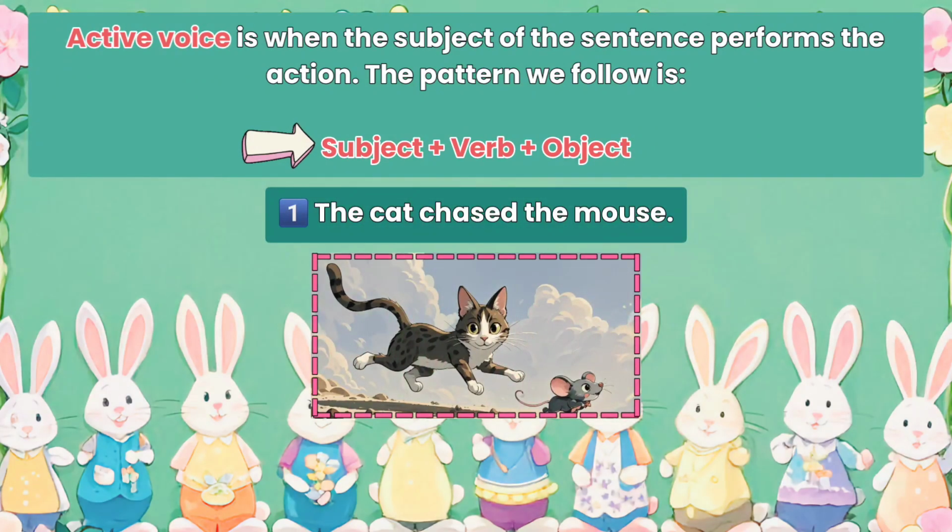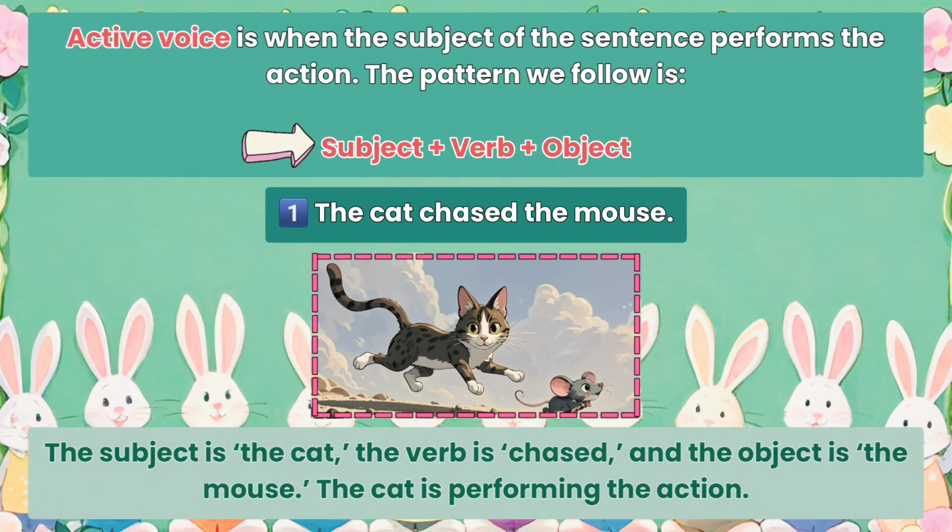The cat chased the mouse. Here, the subject is the cat. The verb is chased and the object is the mouse. The cat is performing the action.